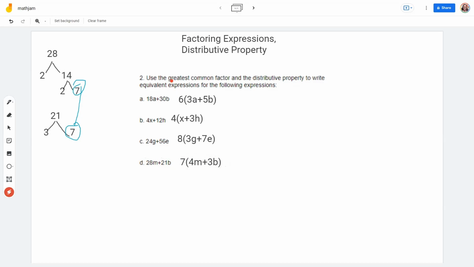All right, so that is factoring expressions using distributive property, or I'm sorry, distributive property using factoring expressions.